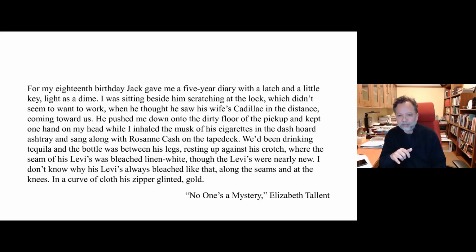Notice also that as she's bent down there, she's looking up at him, where "the seams of his Levi's were bleached linen white, although the Levi's were nearly new. I don't know why his Levi's always bleached like that along the seams and at the knees." And what does that tell us? Well, it tells us something about the kind of labor that he does, about the kind of work that he does. And "in a curve of cloth, his zipper glinted gold." And this is, of course, a very slight allusion to sexuality, right? Well, maybe not so slight.